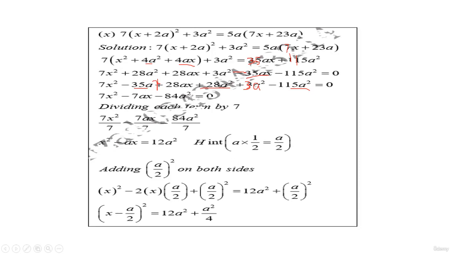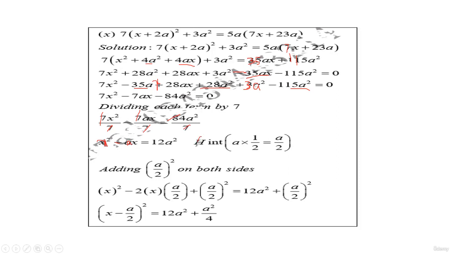Now we start the completing square method. Dividing by 7, the 7 is cancelled out, 7 will be cancelled out again, and you can transfer the constant to the other side. 7 will give you 12a square. So we have x square minus ax is equal to 12a square.